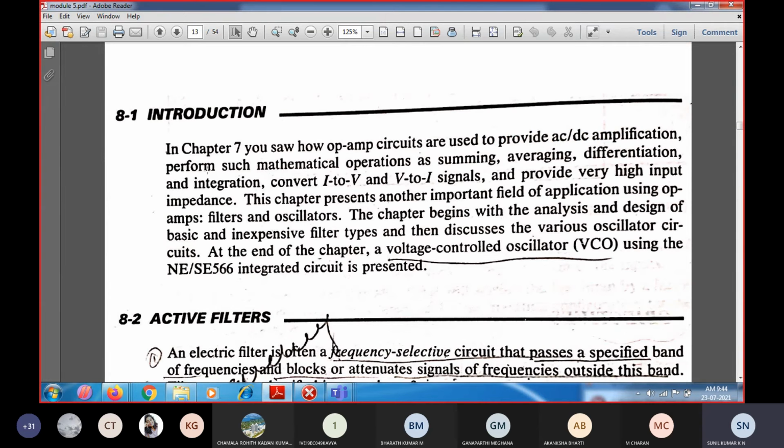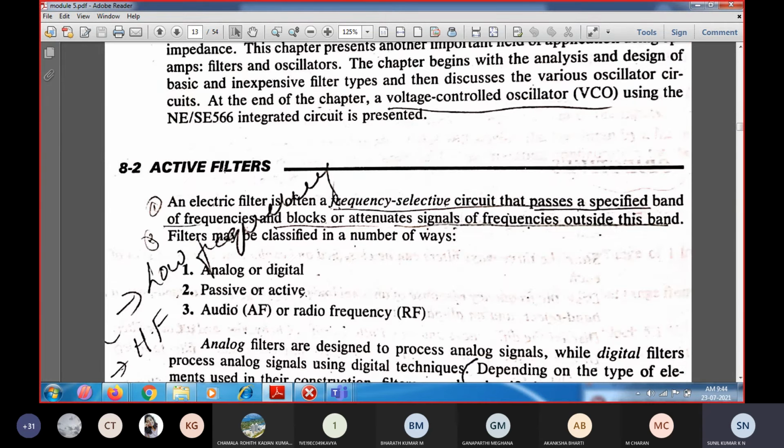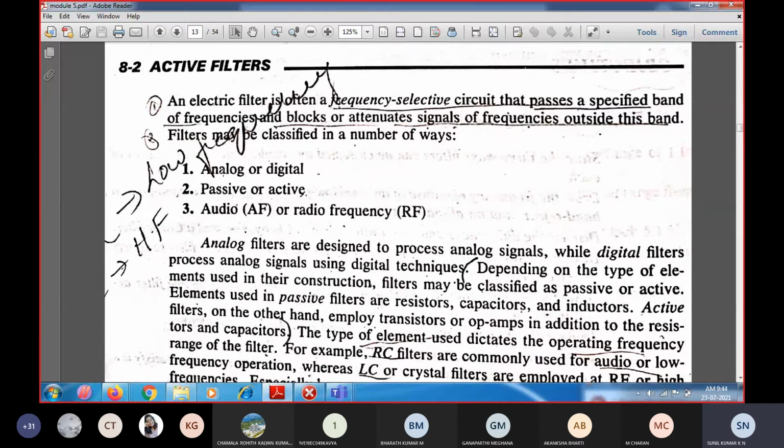With that, we have just completed the half-wave rectifiers topic. The next topic which we are going to study today is active filters. In this active filter topic, which we have already studied in the lab. So what do you mean by filter?